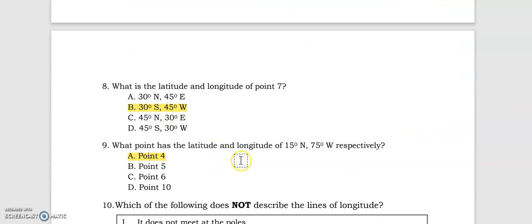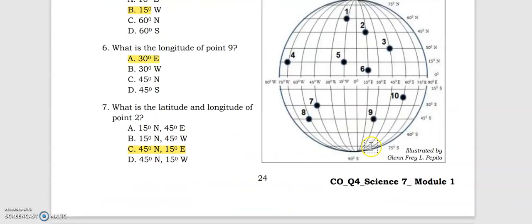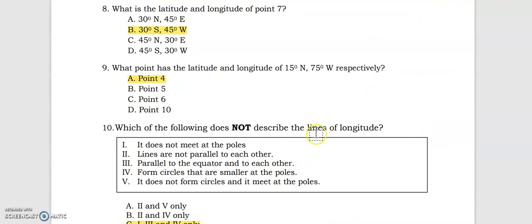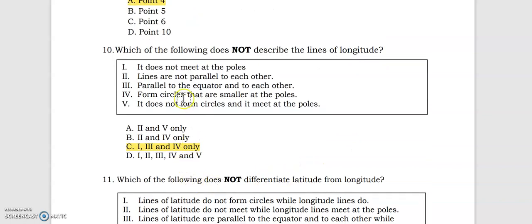What point is the latitude and longitude of 15 degrees north? 15 degrees north, 75 degrees west. So it's point 4. So which of the following does not describe the lines of longitude? It does not meet at the poles. Does not describe the lines of longitude.